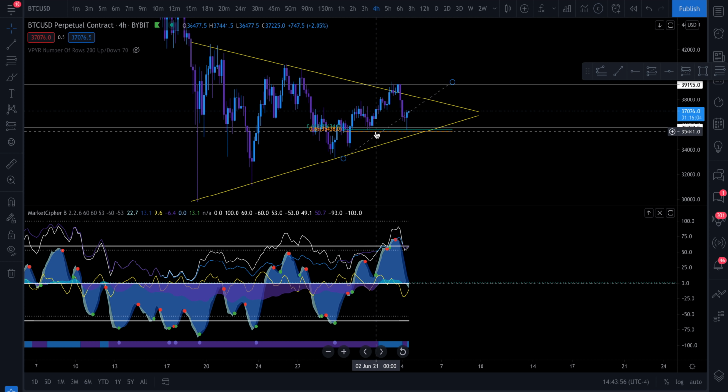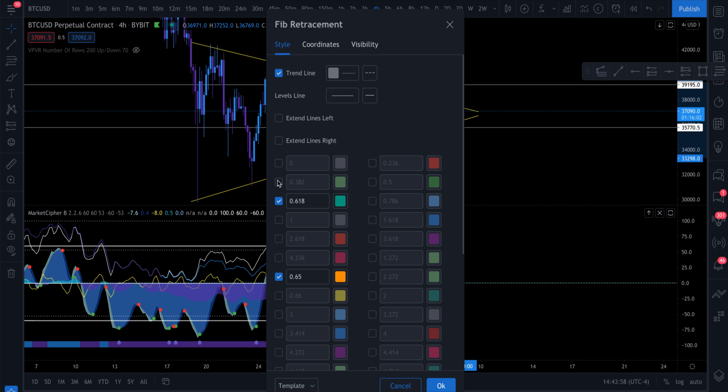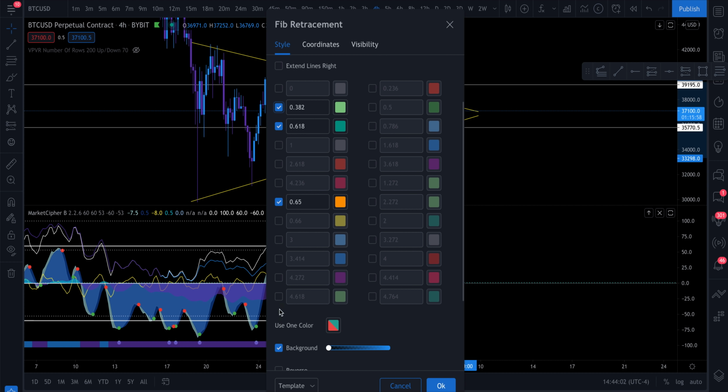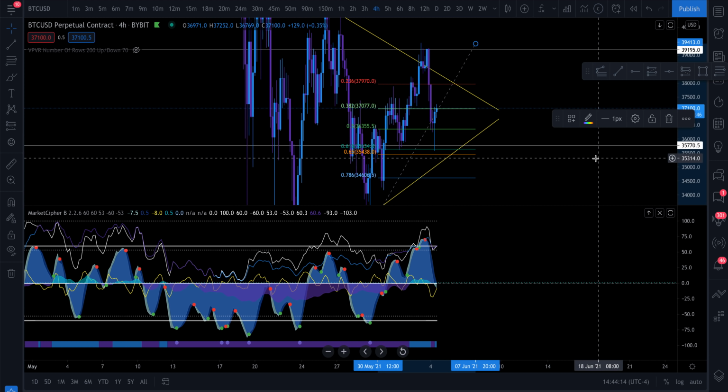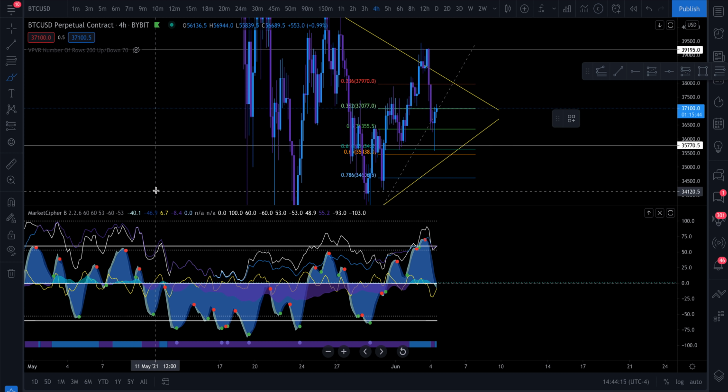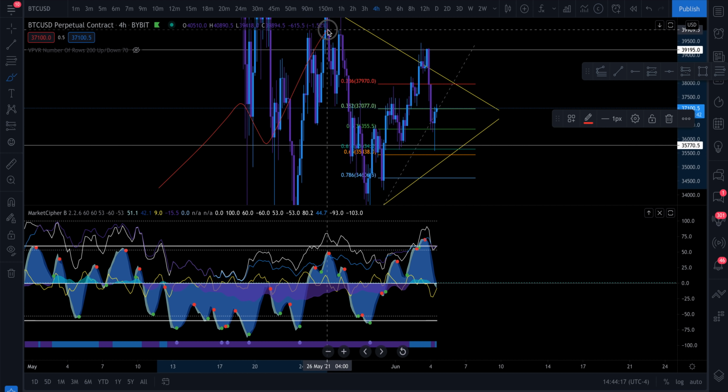Okay? The Fibonacci numbers, real quickly, if you don't know what they are, I'm putting them all on for us here. Basically, price is never just going to move up. It's never just going to move straight up and straight down. It's going to move up a little and retrace, up a little and retrace.